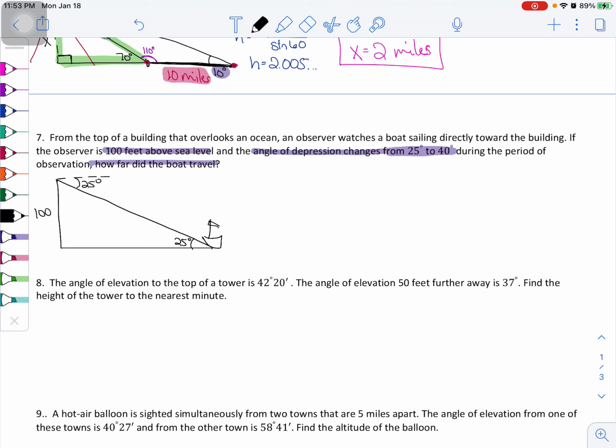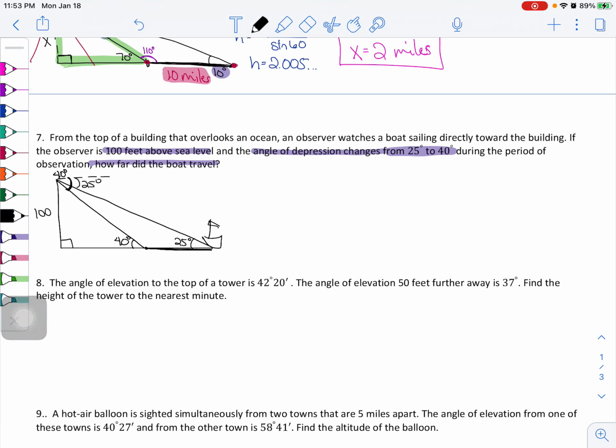All right, the boat is going to travel towards the building, and then that angle is going to change. So this angle, and I'm pointing to this angle way up here in the corner, would be the new angle of depression. This would now be 40 degrees, which also corresponds to somebody on the boat looking up at an angle of 40 degrees down here. So I'm going to go ahead and mark this angle as 40 degrees.